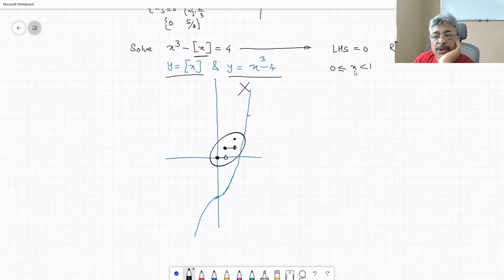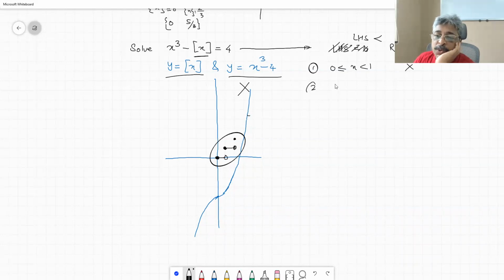If x is between 0 to 1, then the greatest integer of x is 0, and I cannot say LHS is 0. LHS is much smaller than RHS, because RHS is 4 and the square or cube of something which is between 0 to 1 cannot reach 4. Therefore, this case 1 is not true.